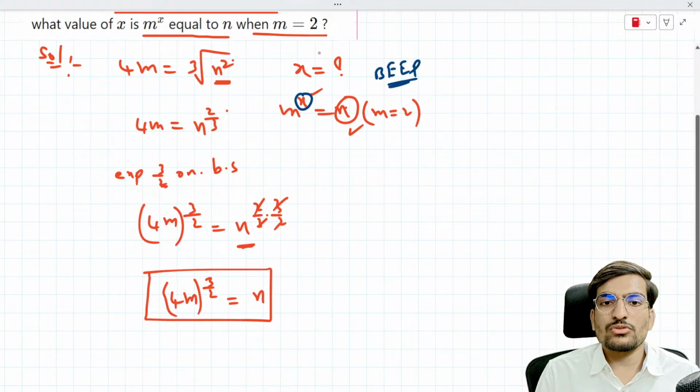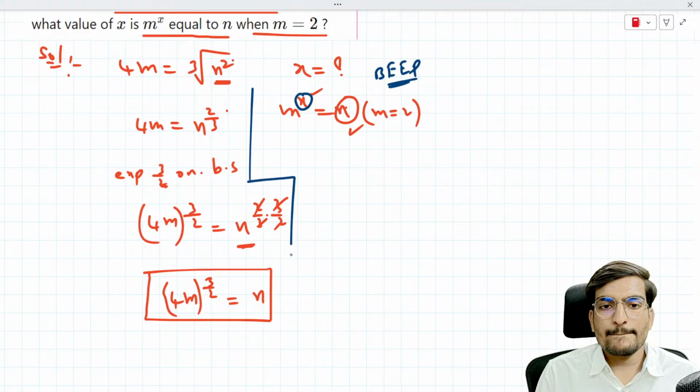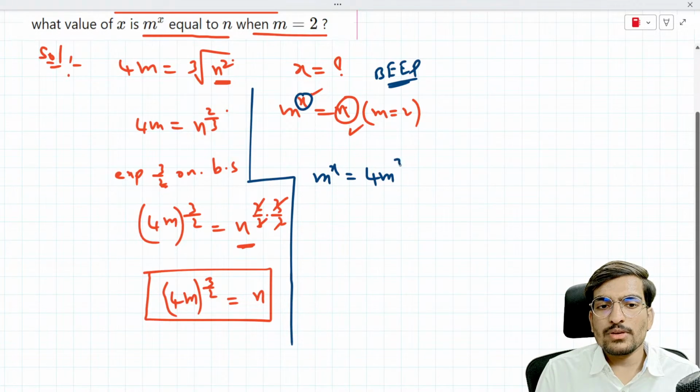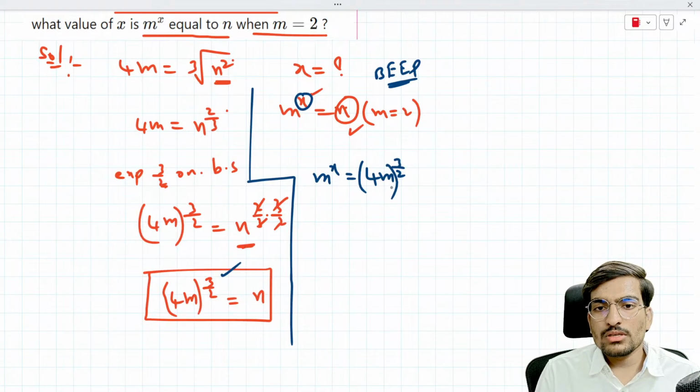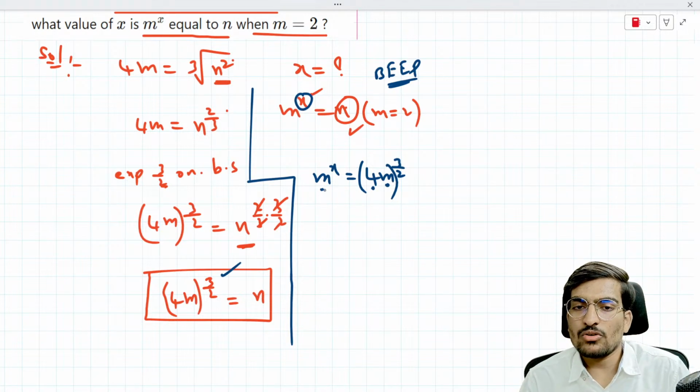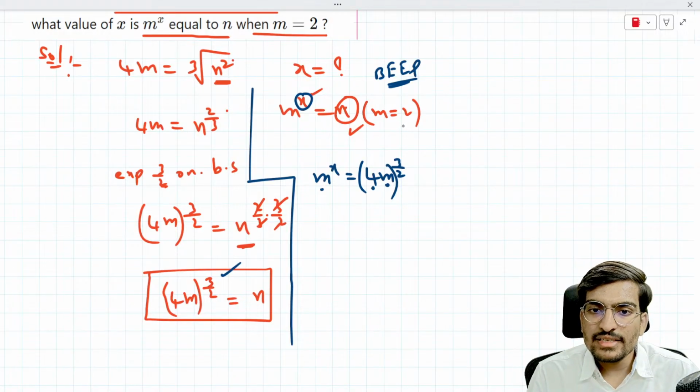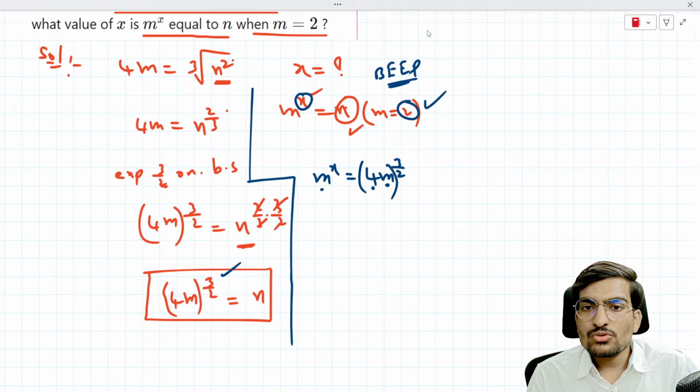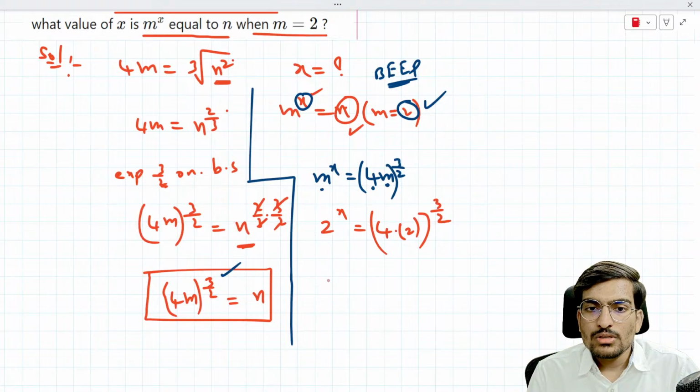Now we are going to use this here. m power x, that equals n, is 4m raised to the power of 3 by 2. From here we took this. Now here m is there and here 4 is there, and the bases are not completely the same. They said the m value is 2, this is the given information. Let's substitute that. So 2 power x equals 4 times 2, that is 8, whole power 3 by 2.